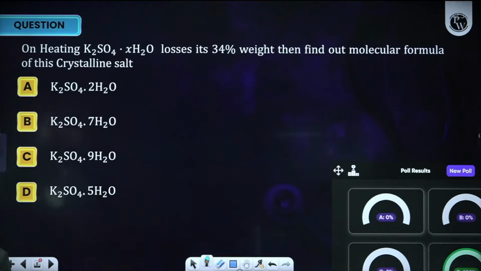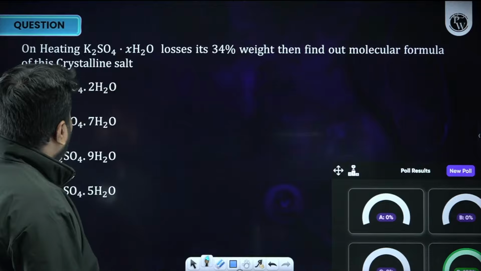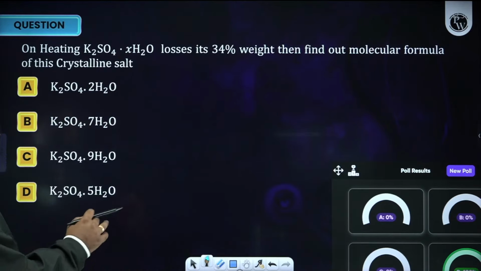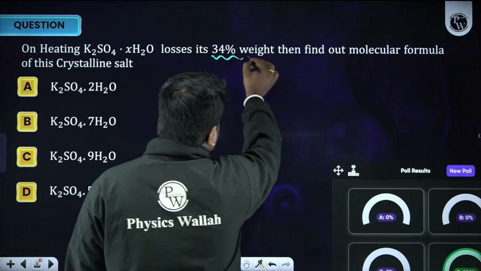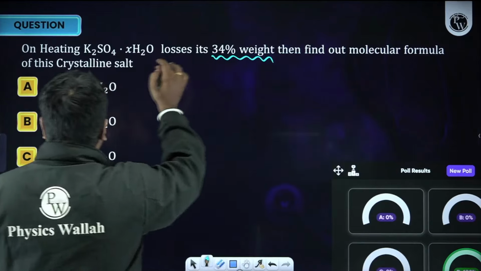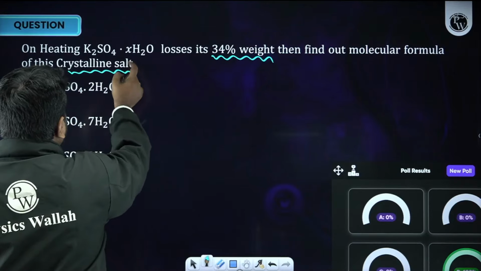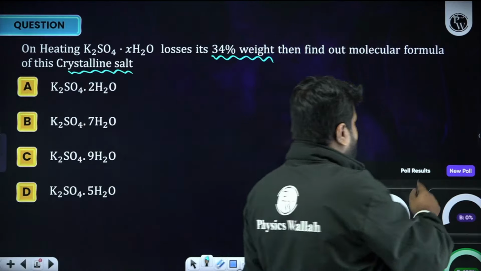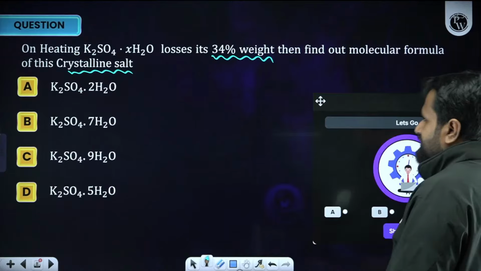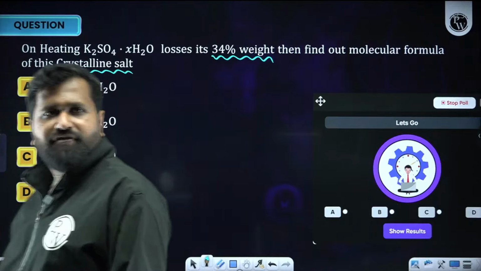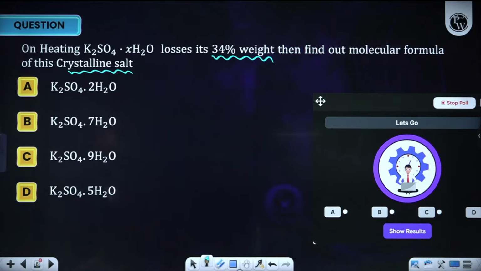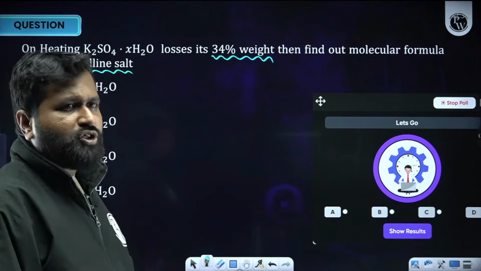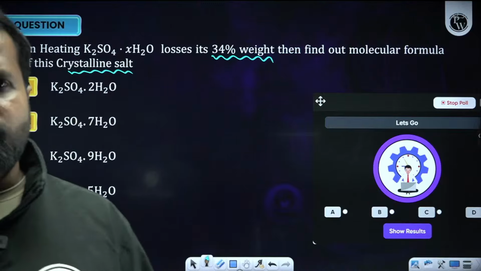Next question. On heating, K2SO4.XH2O loses 34 percentage of its weight. Then find out the molecular formula of this crystalline salt. Yes, by the option elimination method, we can do this question.